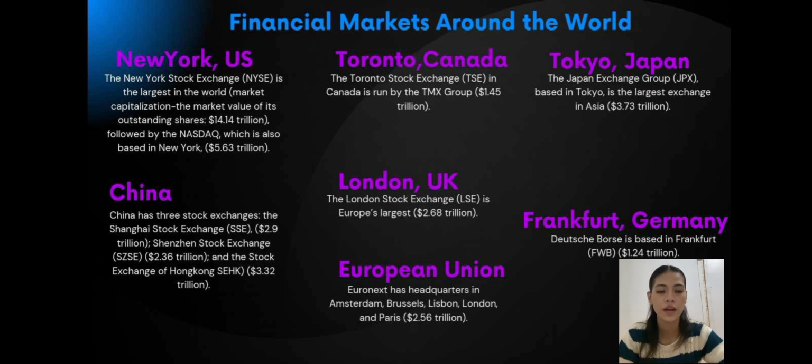Fourth is from China. China has 3 stock exchanges, the Shanghai Stock Exchange, Shenzhen Stock Exchange, and the Stock Exchange of Hong Kong. Fifth is the London Stock Exchange in London, UK. The London Stock Exchange is Europe's largest with $2.68 trillion. Sixth is the Deutsche Börse in Frankfurt, Germany. Deutsche Börse is based in Frankfurt with $1.25 trillion. Lastly, we have the Euronext from the European Union. Euronext has headquarters in Amsterdam, Brussels, Lisbon, London, and Paris.